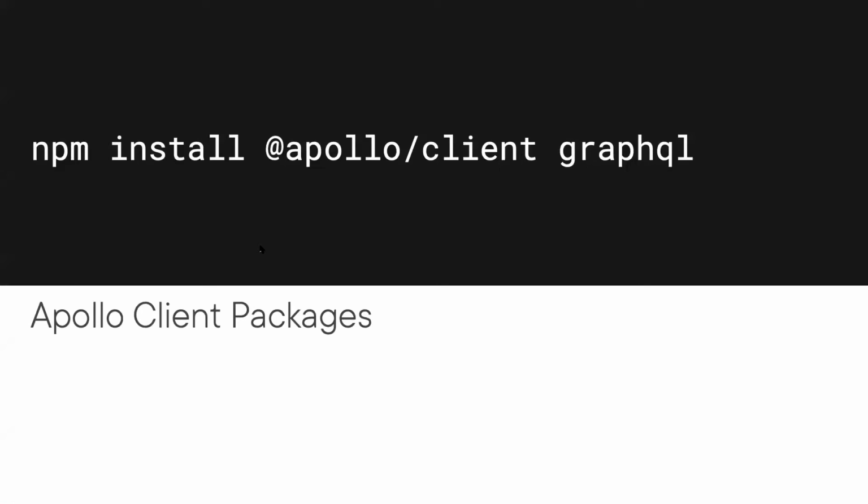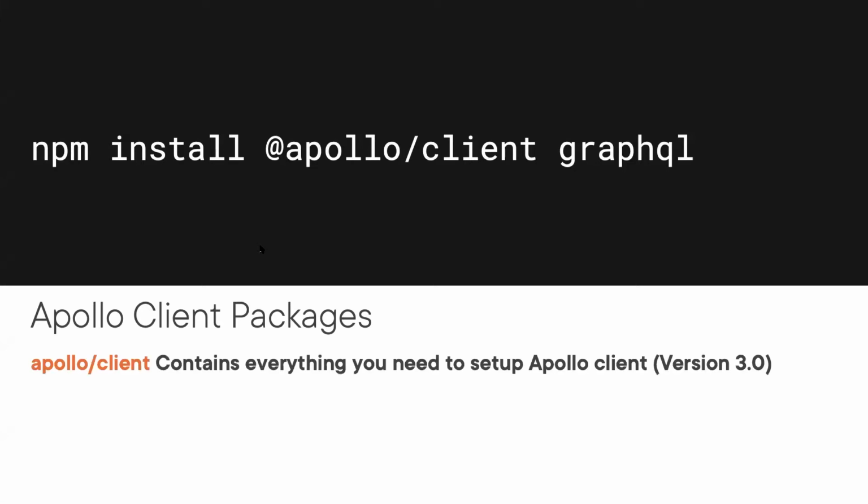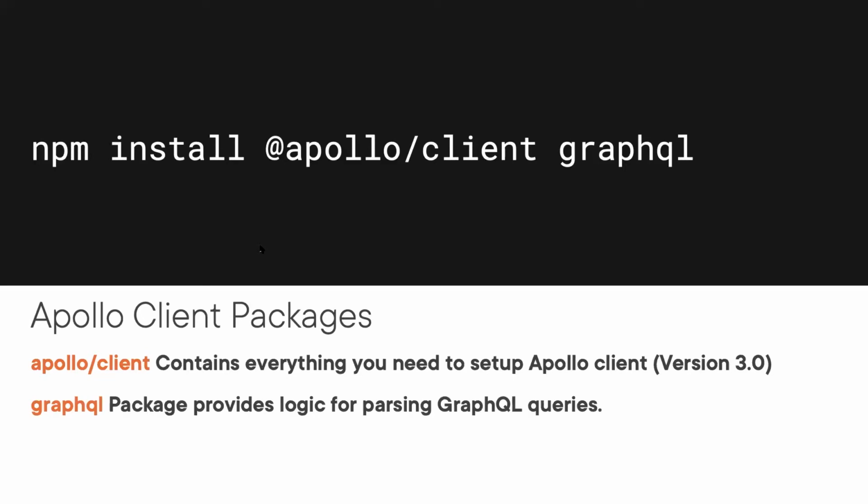So first things first, once you have this application running, you already have Apollo Client installed because it's part of our package.json file in the app. But if you're integrating Apollo Client within your existing application, make sure to install @apollo/client and also install graphql. The Apollo Client is basically the main package that you need, which contains everything you need to set up Apollo Client. Today it's in version 3 plus. I think they also have a release candidate for version 3.5. And the graphql package provides you the logic for parsing GraphQL queries. All right.